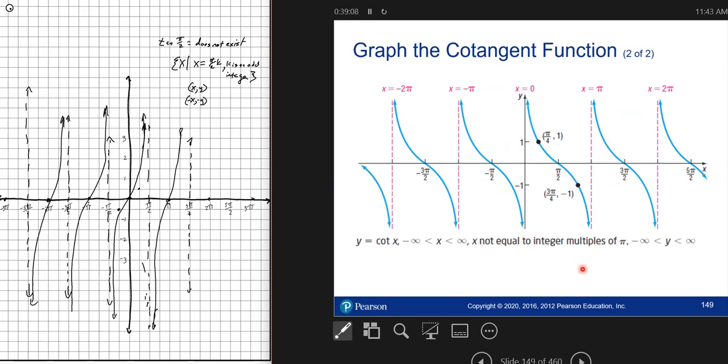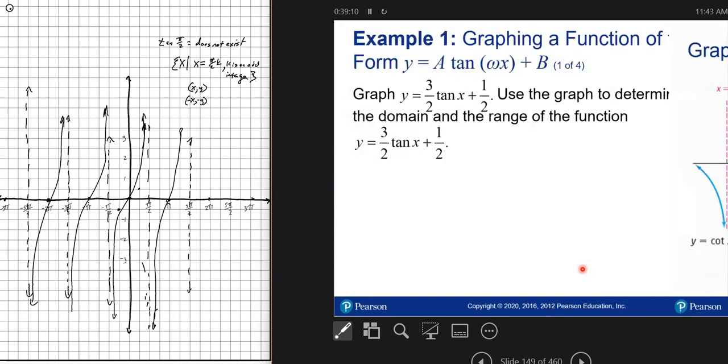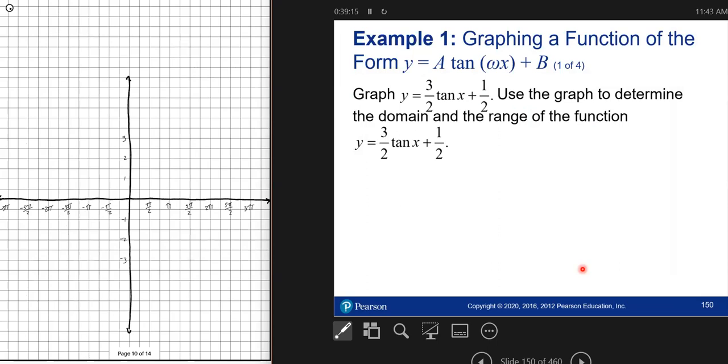All right. Next slide. Now we're going to look at 3/2 of tangent of x plus 1/2. Okay. I'm sorry. I have to scope this out.